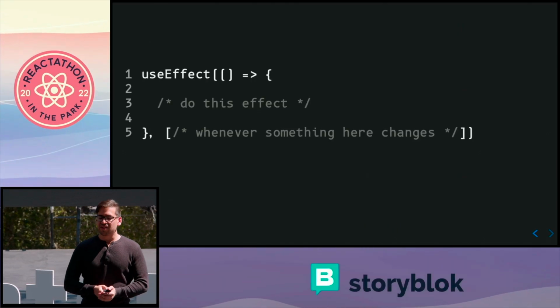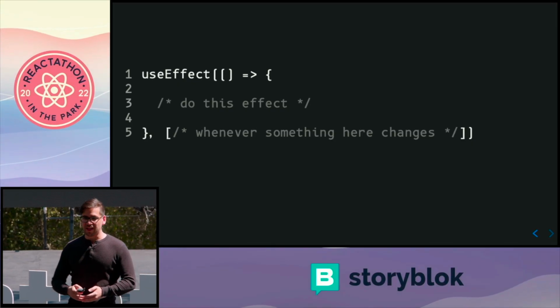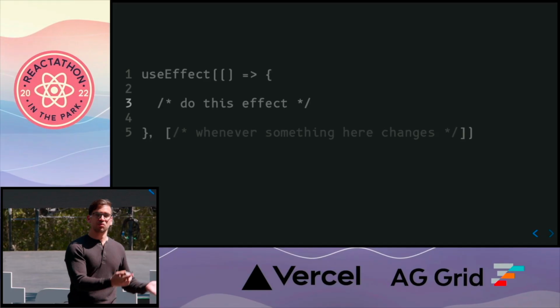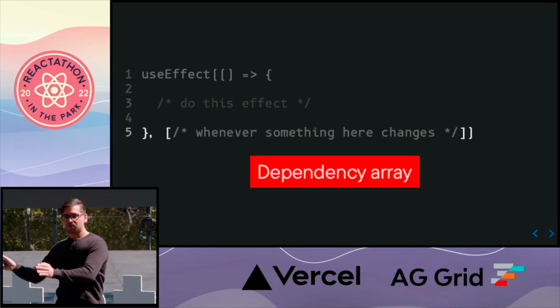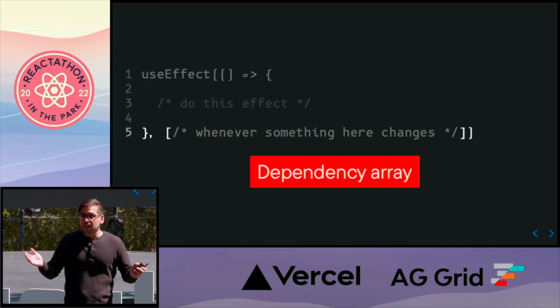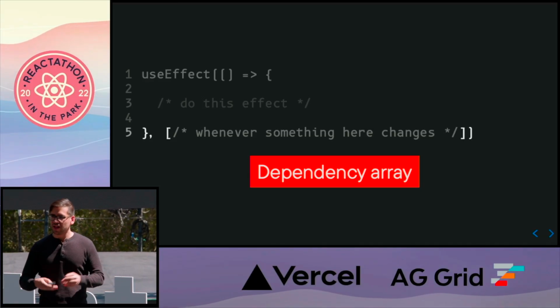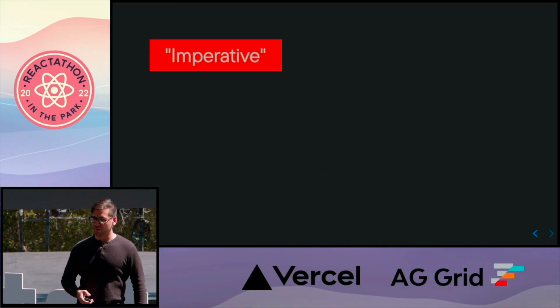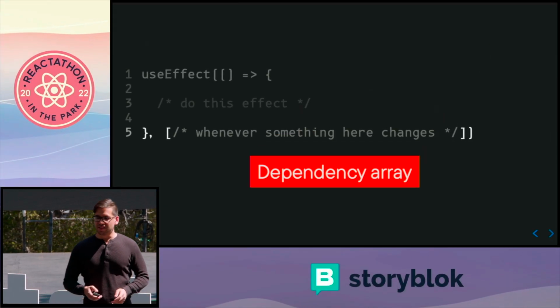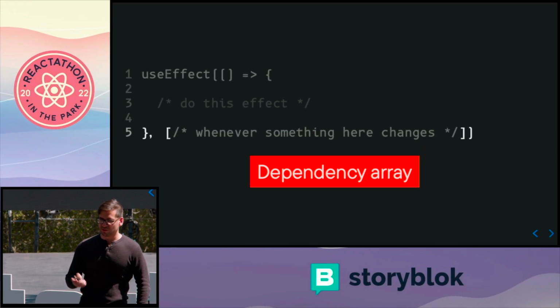So here's what we really expect when we use effects now that we're used to all these foot guns. We think we're going to do this effect whenever something here changes in the dependency array. And we're like, okay, that's pretty simple. I could do that. I could manage my effects that way. But the reality is a little bit different. And my slides aren't exactly working, but that's okay.